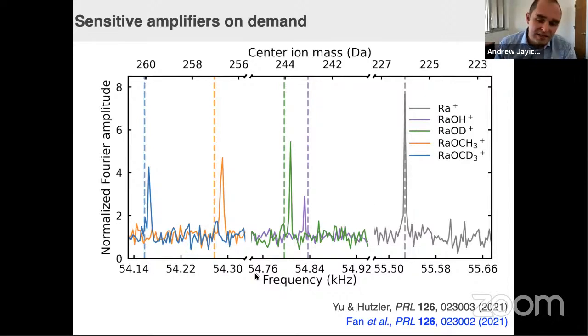So this is the measured secular frequency from the Fourier transform. You can convert that to a mass. This is our calibration peak with radium plus, with just radium plus ions in the trap. We can do a calibration, and then we can controllably leak in methanol gas to produce this RaOH plus right here, or this RaOCH3 plus here. We can introduce the deuterated methanol to produce the deuterated analogs of these molecules.